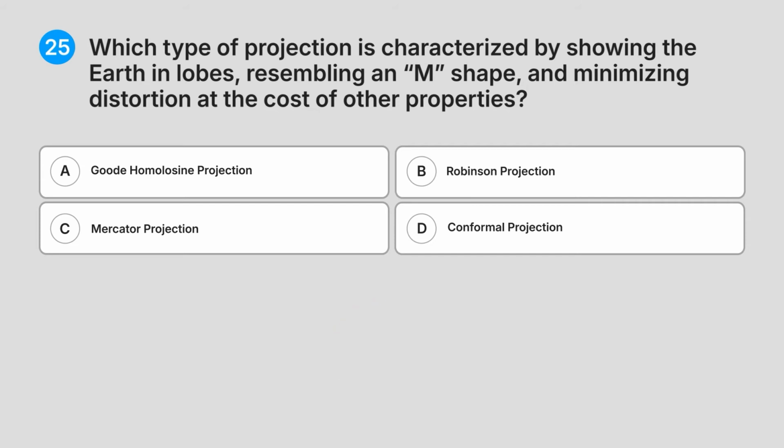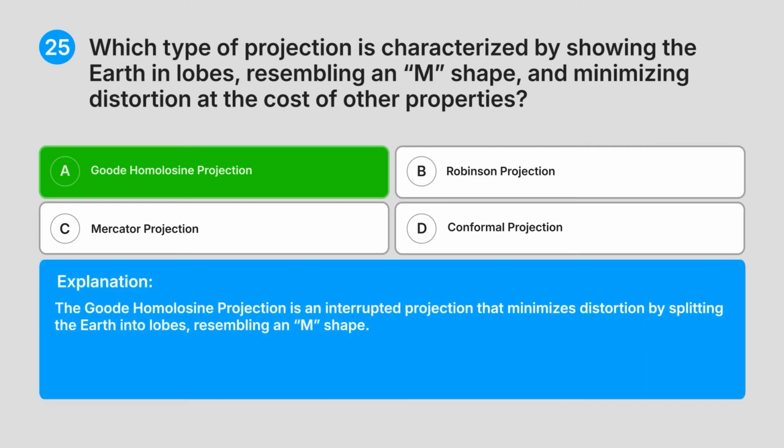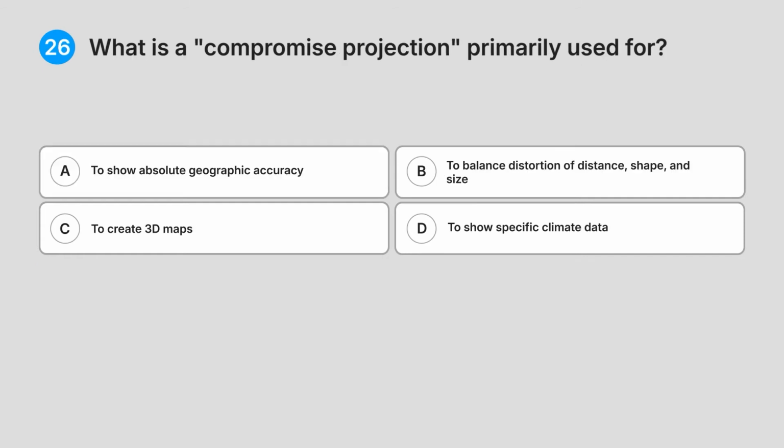Correct answer. A. Goode Homolosine projection. Explanation. The Goode Homolosine projection is an interrupted projection that minimizes distortion by splitting the Earth into lobes, resembling an M shape. 26. What is a compromise projection primarily used for?